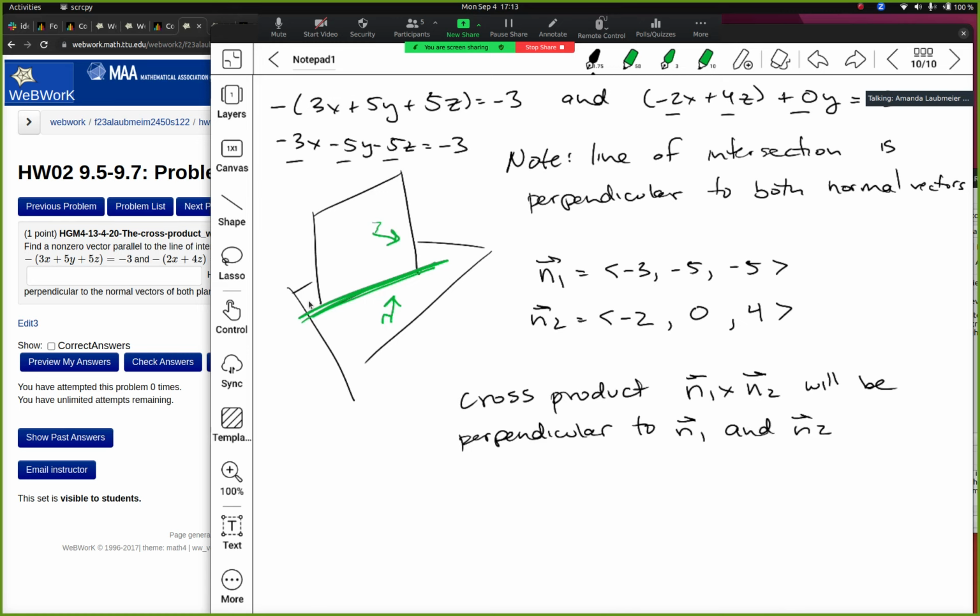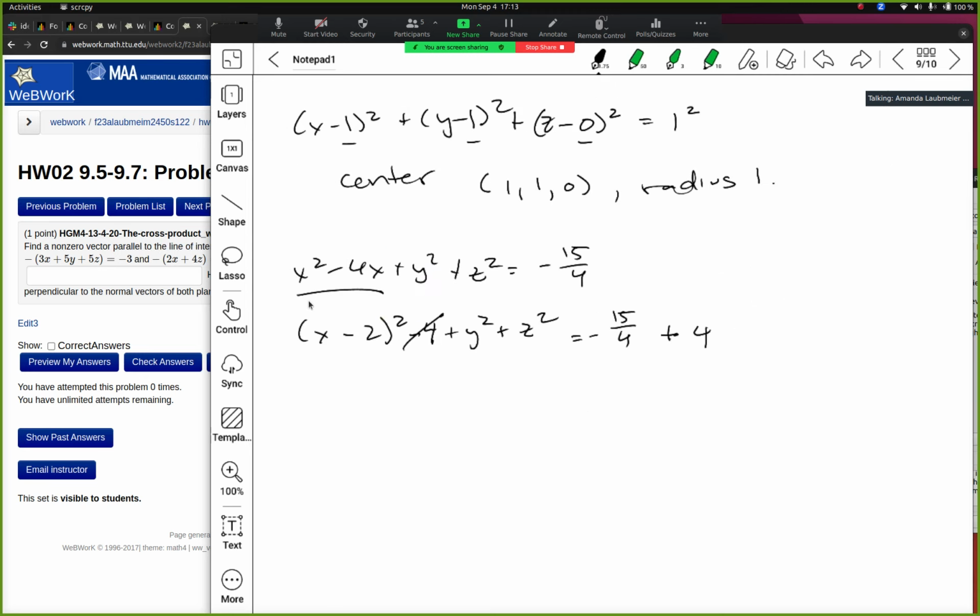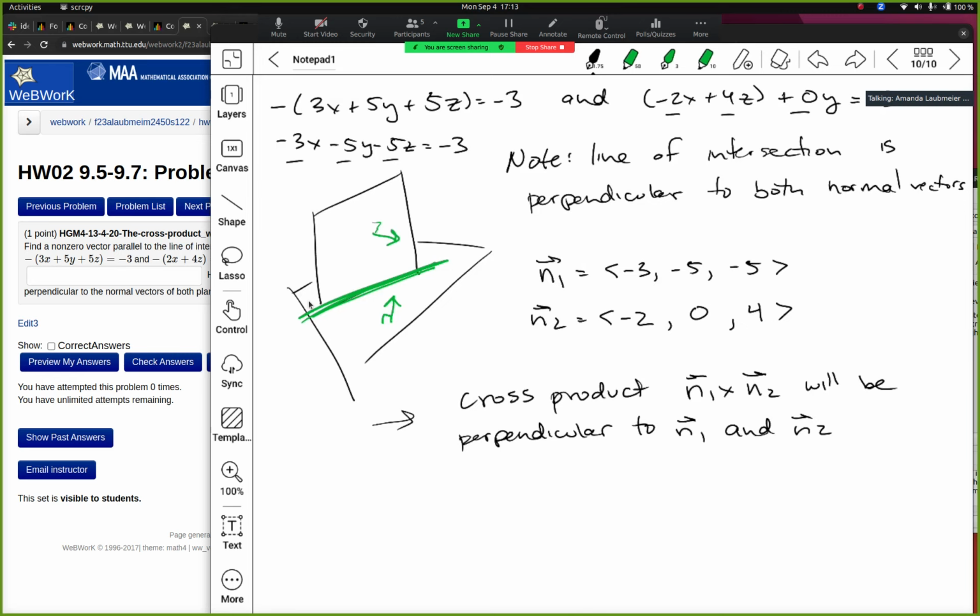So through the reasoning that this line of intersection has to be perpendicular to both normal vectors, and this fact that we can take their cross product to find something that's going to be perpendicular to them, we know that our answer is going to be the cross product. So we're going to take n1 cross n2 to get that direction we're looking for.